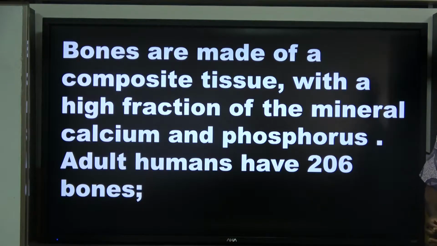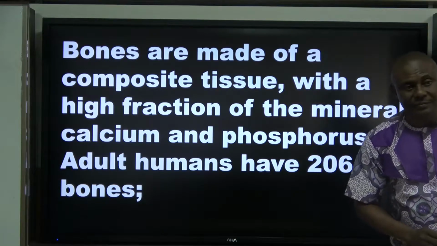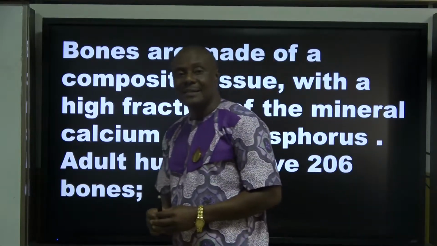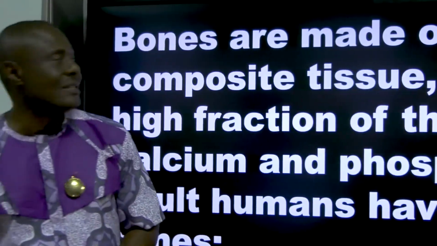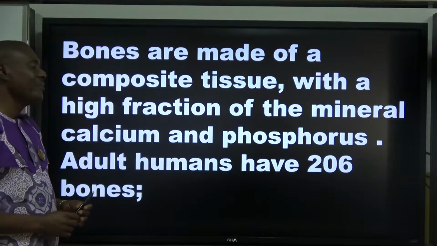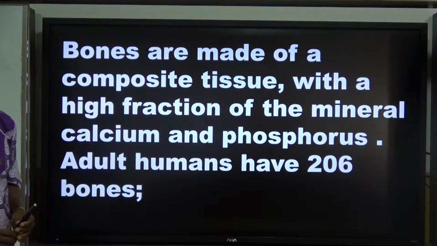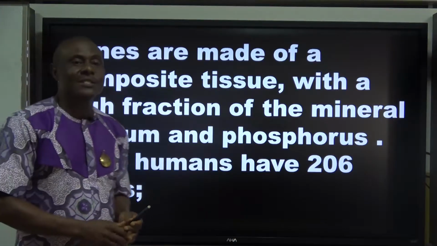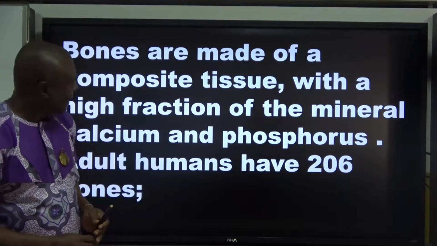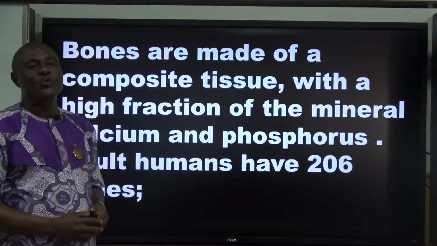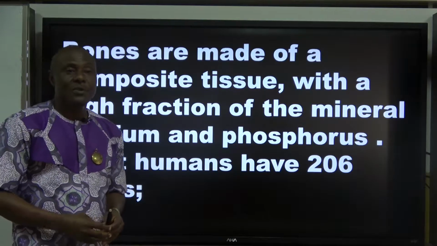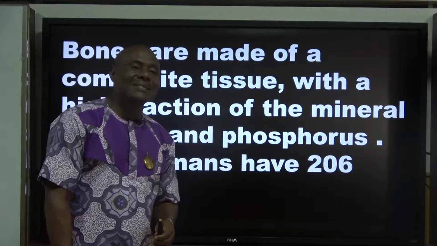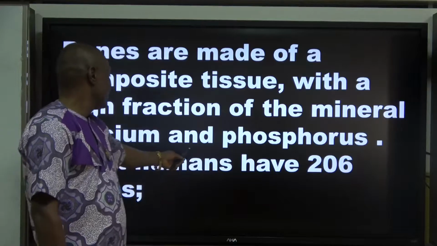Now, the skeleton is made up of some composite minerals that make the bone hard. One of these minerals is calcium. Another is phosphorus. These are the two major minerals found in the skeletal system that bring about the hardness of the bones. Then, there are 206 bones in the skeleton. From the head to the toe, there are about 206 bones in an average man.